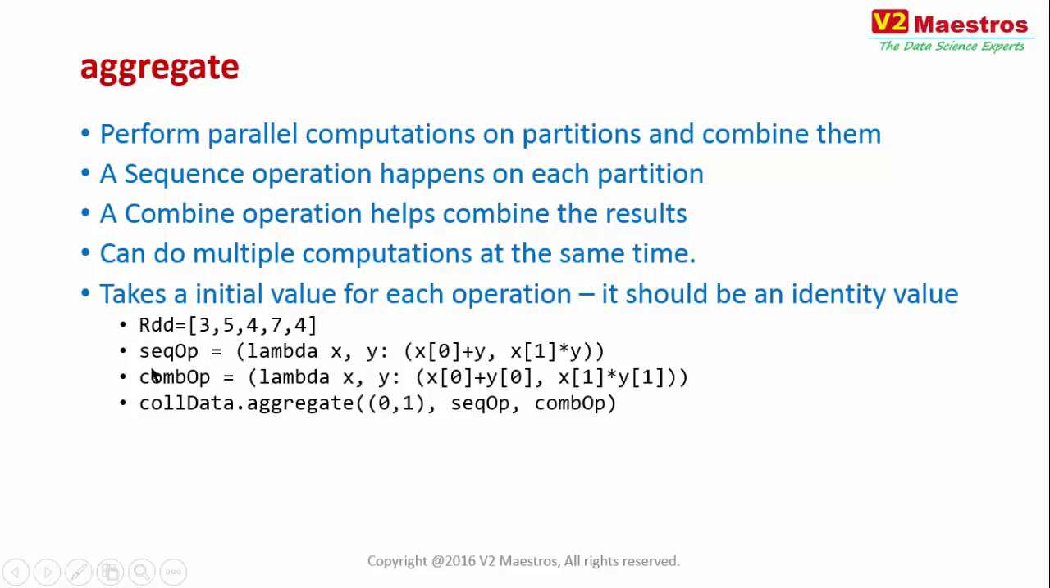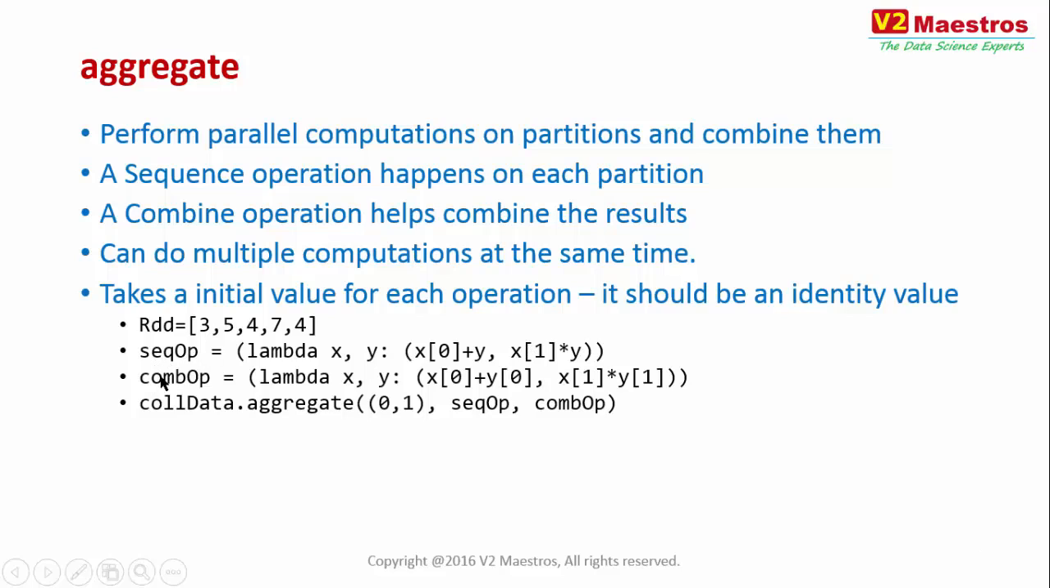The sequence operation you're giving here is again a function, a lambda x comma y. So it takes as input 2 variables, x comma y. And what does it return? It returns a collection. The first element says x of 0 plus y. The second one says x of 1 times y. What this is doing is returning the sum of the 2 inputs as well as the product of the 2 inputs. We will come to the 0 and 1 in a minute. So it takes x comma y and produces both the sum and the product.